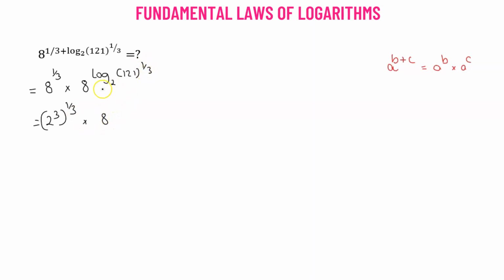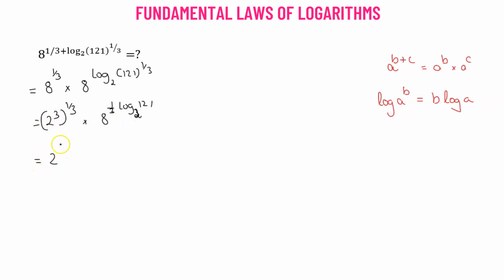So here we can use a property of logarithm. That means if we have log a raised to the power of b, that can also be written as b times log of a. So that means we can bring the 1/3 from the power to the front of the logarithm. This will give us 8 raised to the power of 1/3 multiplied by log of 121 with a base of 2. Fine. Now we have 2 cubed.